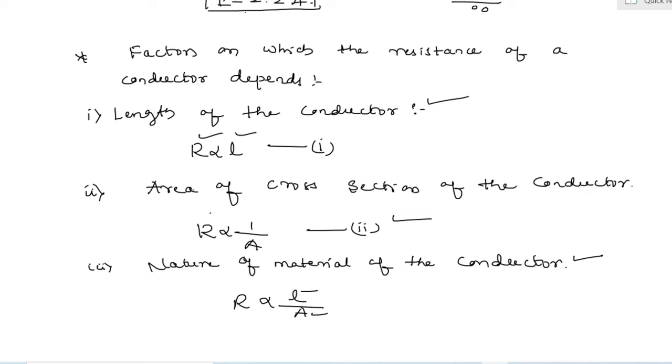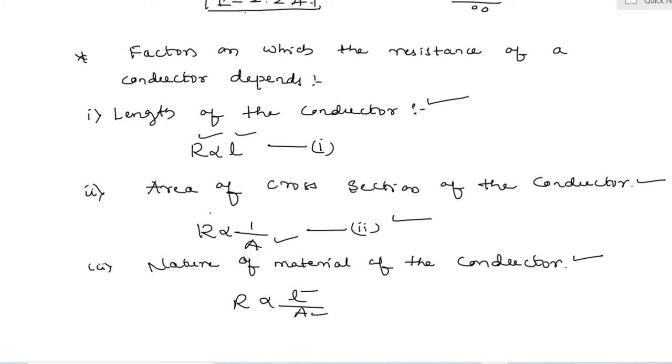Yes, second one, area of cross section of the conductor. Here resistance of a conductor is inversely proportional to area of cross section of the conductor. R is inversely proportional to 1 upon A. It means the resistance of a wire is inversely proportional to its area of cross section. That is, when the area of cross section of wire is doubled, then its resistance gets halved, and if area of cross section of wire is halved, then its resistance will get doubled.